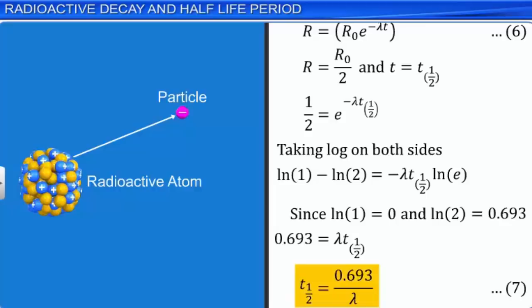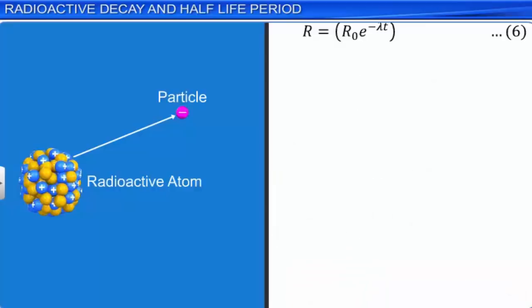Another measure of estimating the time for which a radioactive nucleus lasts is the mean life or average life, denoted by tau. It is the average time a substance exists in a specified form. It is the time interval in which N and R reduce to 1 by e of their original value.